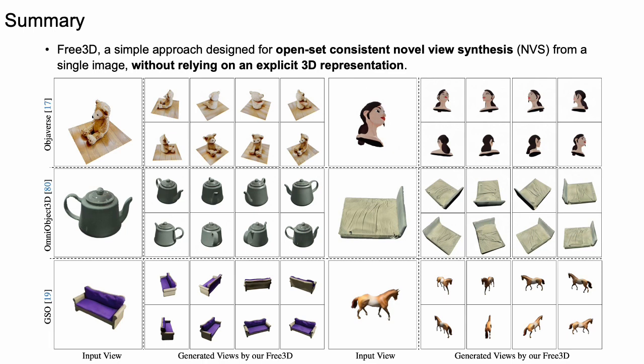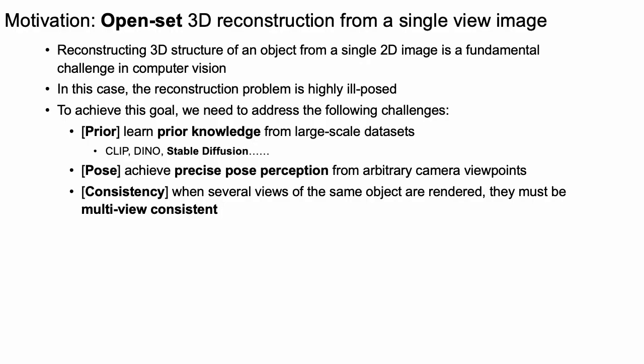Here are some examples. The model is trained only on an object dataset, and it achieves realistic results on real scanned objects, such as the objects from Omni Object 3D and Google Scanned Objects with various categories.